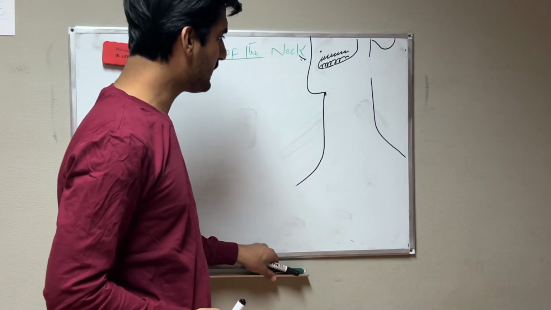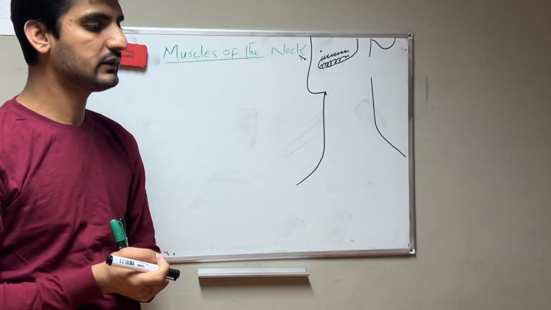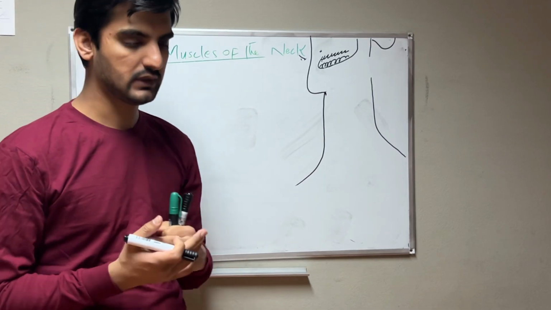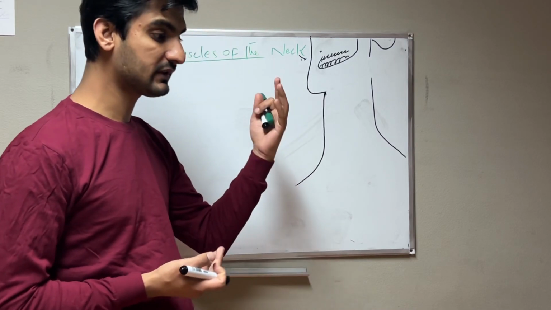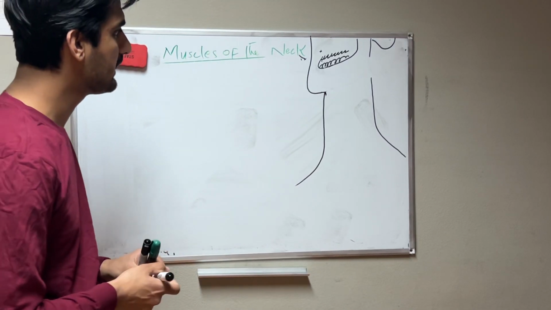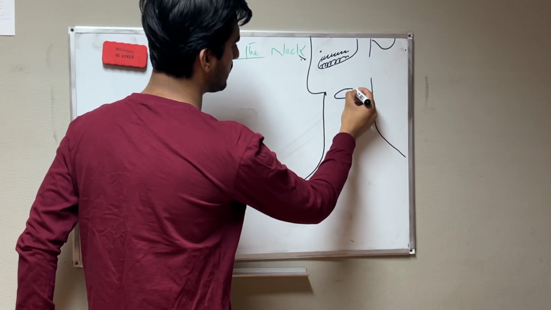Everyone, now we are going to discuss the hyoid muscles, which attach to the hyoid bone and are located in the neck region, and we will also discuss some in the facial region. Okay, here is the location of the hyoid bone. This is the hyoid bone.